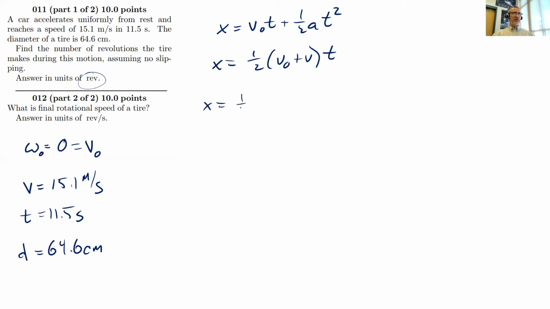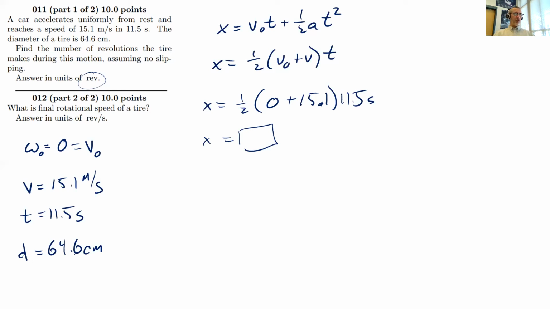So my distance is going to be half of my initial velocity of 0 plus my final velocity of 15.1 meters per second times the time of 11.5 seconds. And that's going to give me a displacement that's just simple math. That'll give me a displacement in meters.